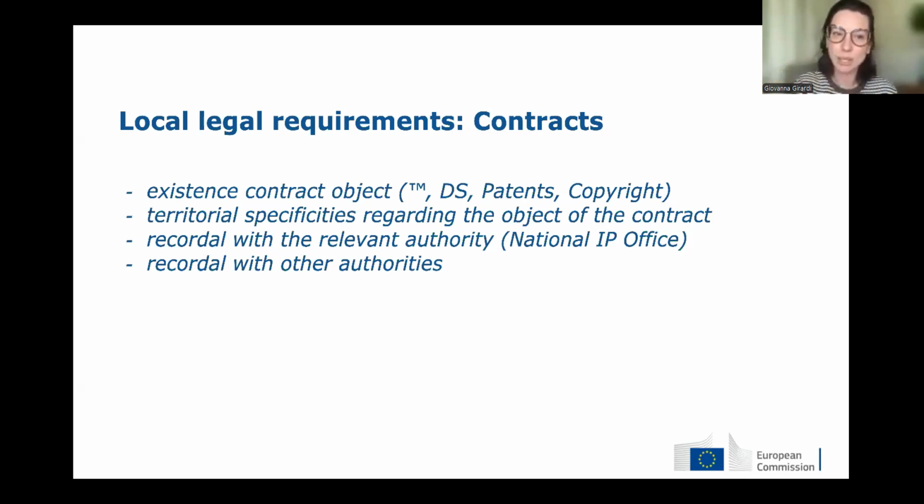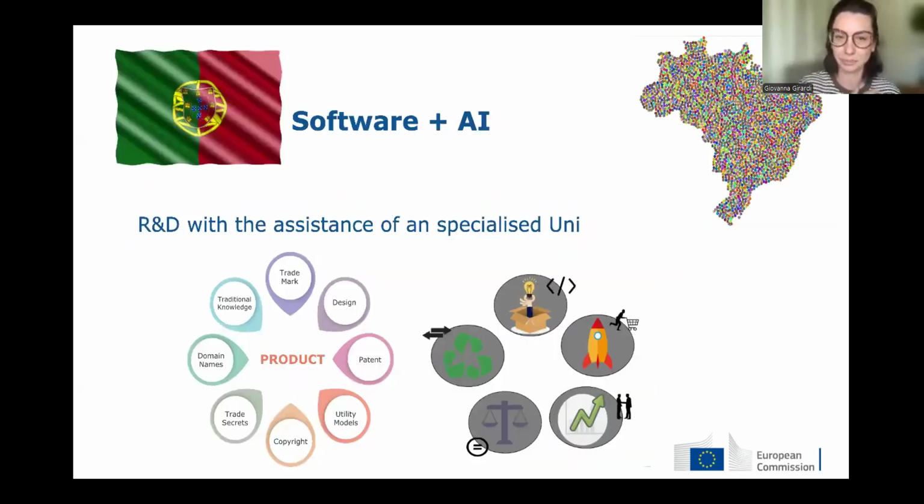We also need to take into account territorial specificities regarding the object of the contract, in this case the patents, the copyright, the designs, the trademark, and the recordal of these contracts with the relevant authority, the national office, or recordals with other relevant authorities.